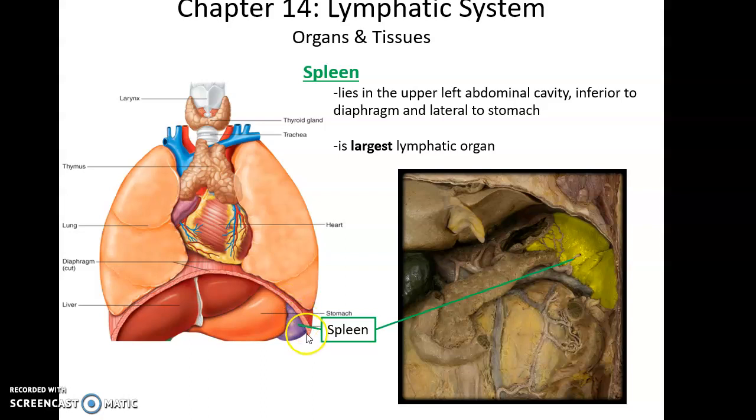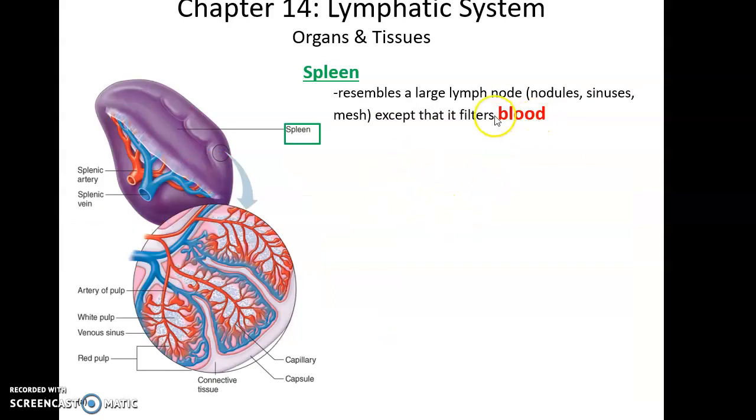Spleen. Here is the spleen. Here's another view of the spleen. It is in the upper left quadrant. It is slightly lateral to the stomach. So here's the stomach, here's the spleen. And it is a little below, directly below the diaphragm, and it is the largest lymphatic organ. It resembles a lymph node somewhat in structure, except it has a lot more blood vessels.